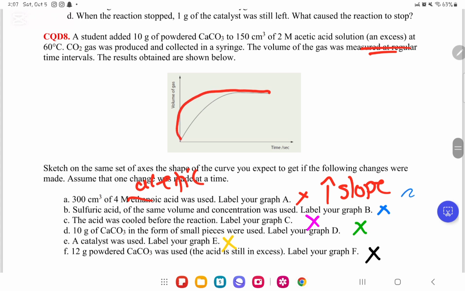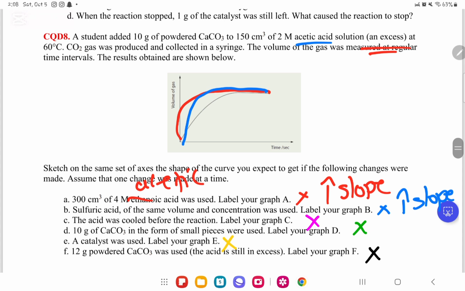For B, we said it will increase the slope because we used a stronger acid, but of course it's still the limiting, so it's gonna be similar to part A.